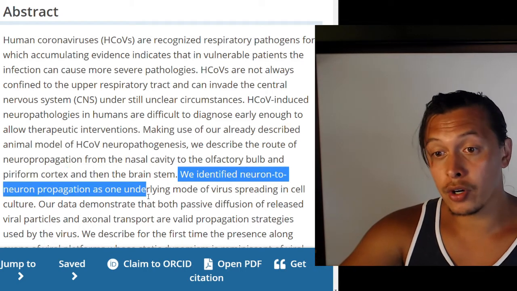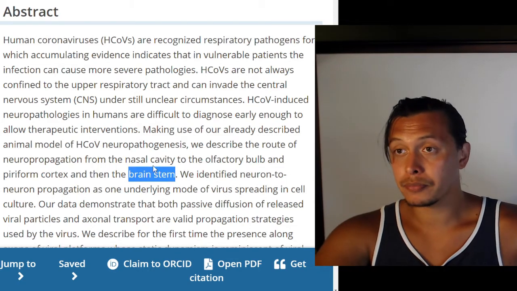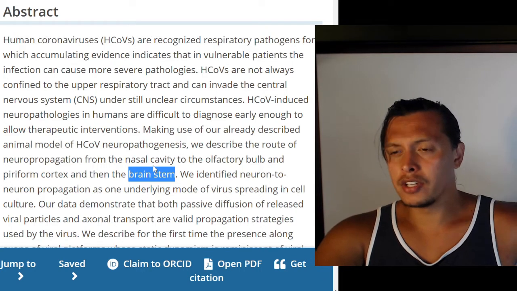So we identified neuron-to-neuron. Oh, and I should also mention that this might be why the woman, you know what? No, we'll keep on going.